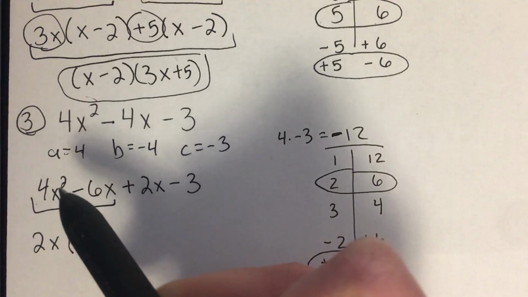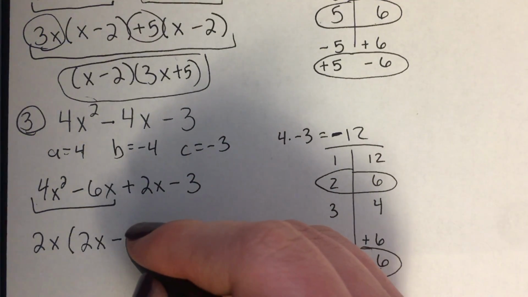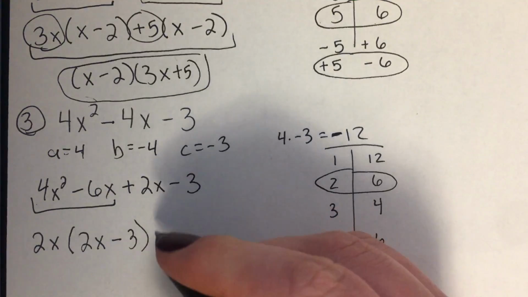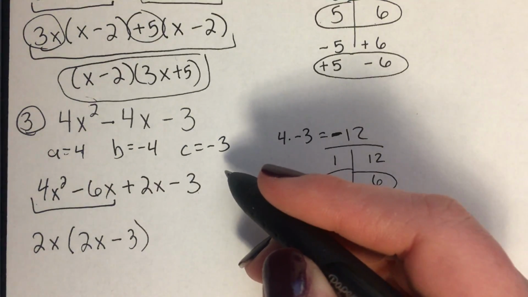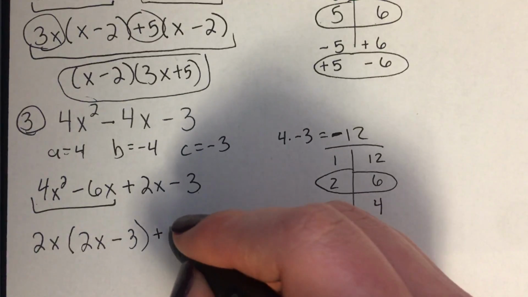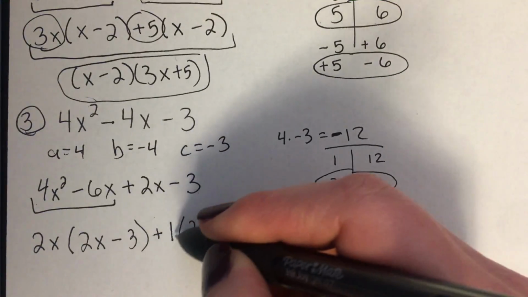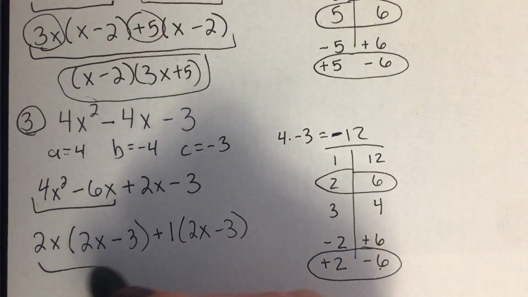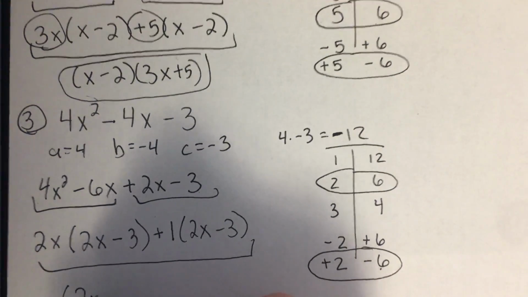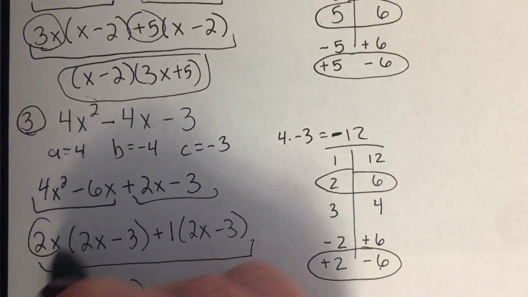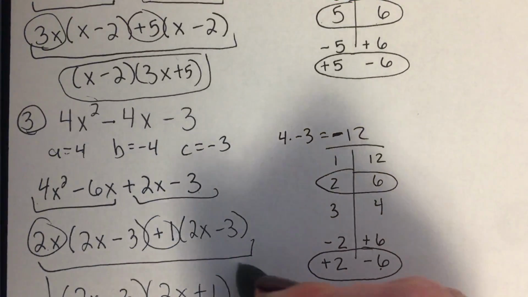So the first two will have a 2x in common because 4 and 6 have a common factor of 2. And then what's going to be left over in the parentheses is 2x minus 3. And you'll notice here 2x and 3 don't have anything in common at all except a 1. So whenever that happens, make sure you put this plus 1 in front. And now we're going to look at the whole thing. So 2x minus 3 is in common, and this 2x plus 1 is what's left over. And now we are factored.